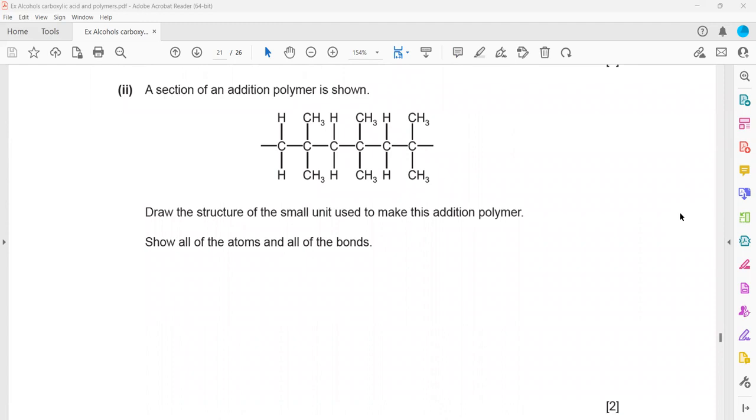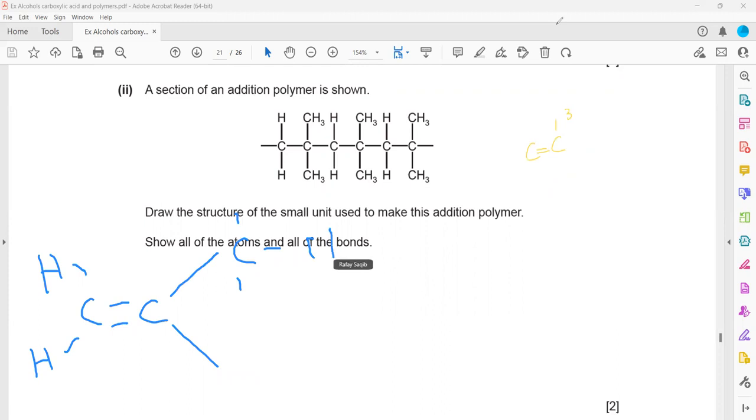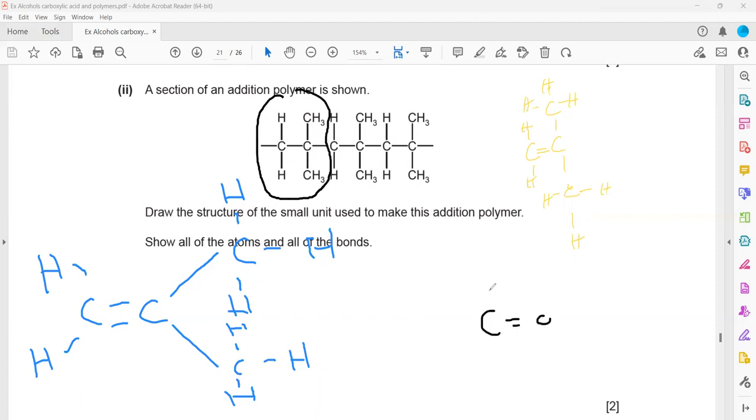Then the next part, a section of an addition polymer is shown. Draw the structure of a small unit used to make this addition polymer. Show all the atoms and all the bonds. You can use any part of the screen to draw the structure. And don't forget to represent all the atoms and all the bonds. Even CH3, you have to show all the atoms: carbon and then 3 more bonds. Usually when they ask for the structure, they ask to show all the atoms and all the bonds. Yes, that's right. You just take any one unit out of it, and draw a double bond. This will have hydrogen, hydrogen. This will have carbon, and then 3 hydrogens, and this will have carbon and 3 hydrogens. That's it.